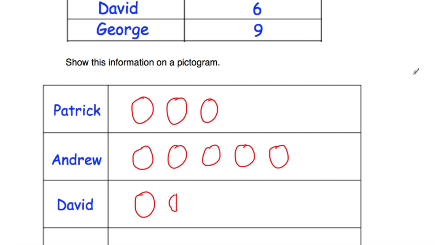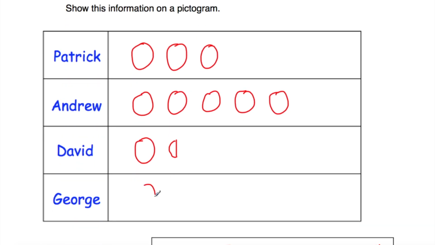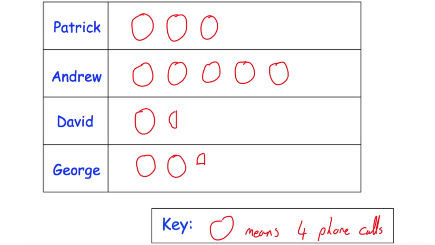And then George received 9 phone calls, so that's going to be a whole circle, that's 4, another whole circle, that's 8. Now we need 1 more, that's going to be a quarter circle, like so. So we've got that Patrick received 12 phone calls, Andrew received 20, David received 6, and George received 9, and that's it. That's our pictogram, and there's our key as well. And make sure you put that key down that a circle represents or means 4 phone calls.